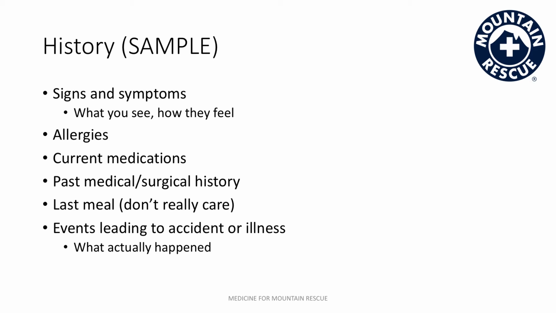And events leading to the accident: what actually happened? So with the history in general, to break it down even simpler than the SAMPLE mnemonic, what is the story? What is the narrative that happened to them? What are their other medical issues? And what are the things that are relevant to their health history that we need to know going forward?